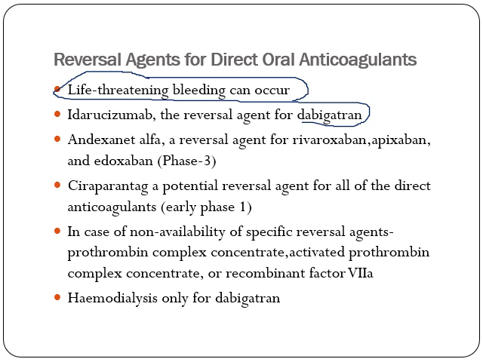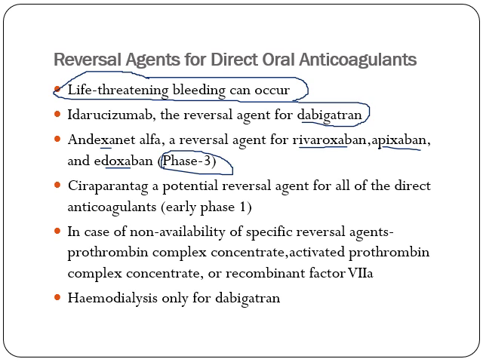One more drug which is in phase 3 trial right now is andexanet alfa. Andexanet alfa is again this X. Andexanet alfa is a reversal agent for the factor 10 inhibitors, rivaroxaban, apixaban, and edoxaban. So andexanet alfa is right now in phase 3 of clinical trial.